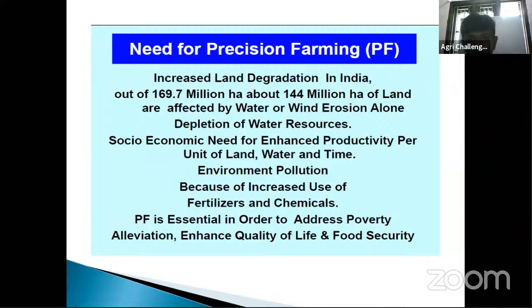Precision farming is essential to address poverty alleviation. How will precision farming alleviate poverty? Reduced cost of cultivation: with fewer inputs, we get more output, more production. Then the cost of cultivation reduces, and your productivity and net income increase. Then it enhances quality of life, the living standard of the community. Our population has increased, and food security and quality also need to increase. For this we need precision farming.